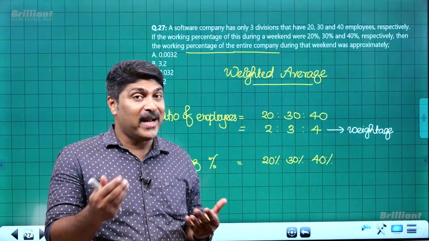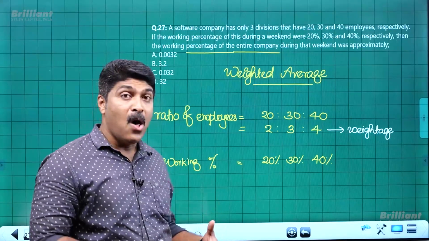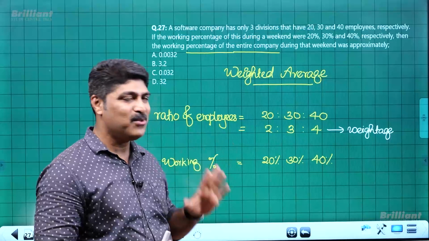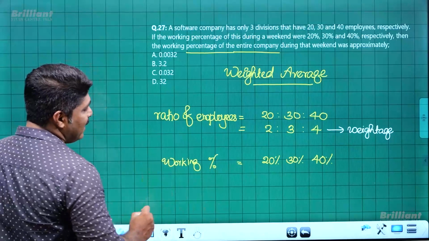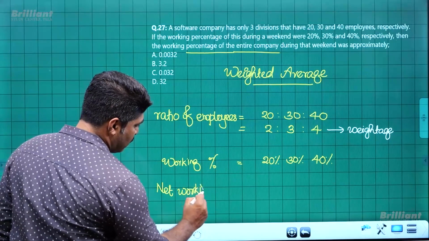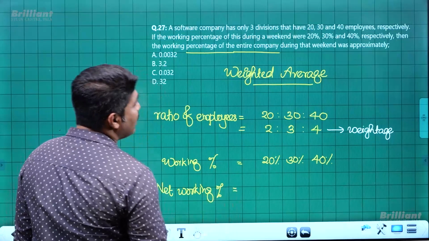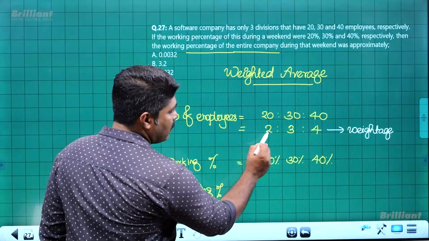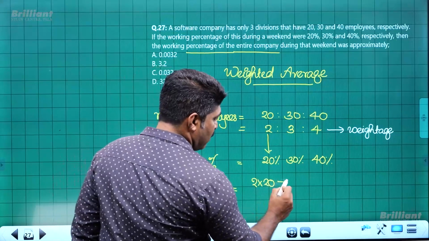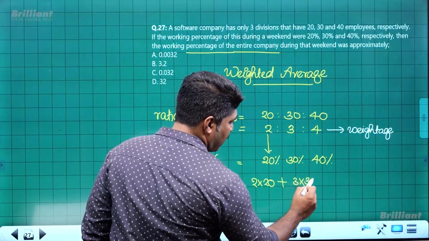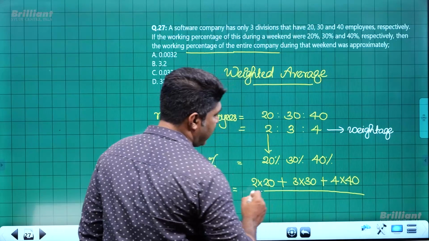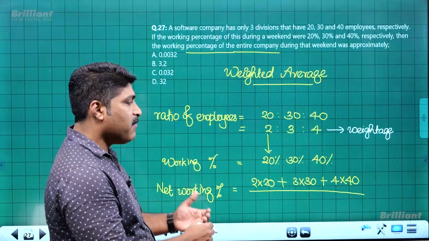But here, the question is slightly different. Here we are going to find the average of 2 times 20, 3 times 30, and 4 times 40. That is the entire, or net, working percentage. There we are applying the weighted average. How to do it? Just multiply the values like this: 2 into 20 plus 3 into 30 plus 4 into 40, whole divided by the total weightage. This is the weighted average application we have given.